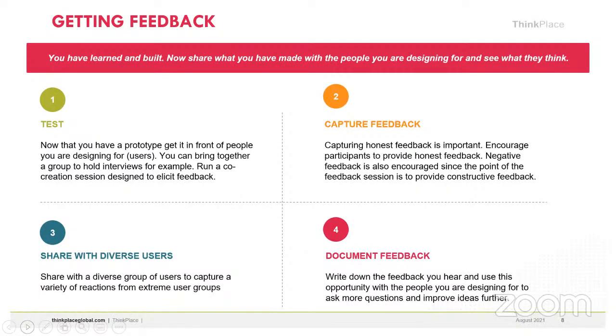Okay. So now it says you've learned and built. Now share what you've made with the people you're designing for and see what they think, right? So there's a document that we normally have.